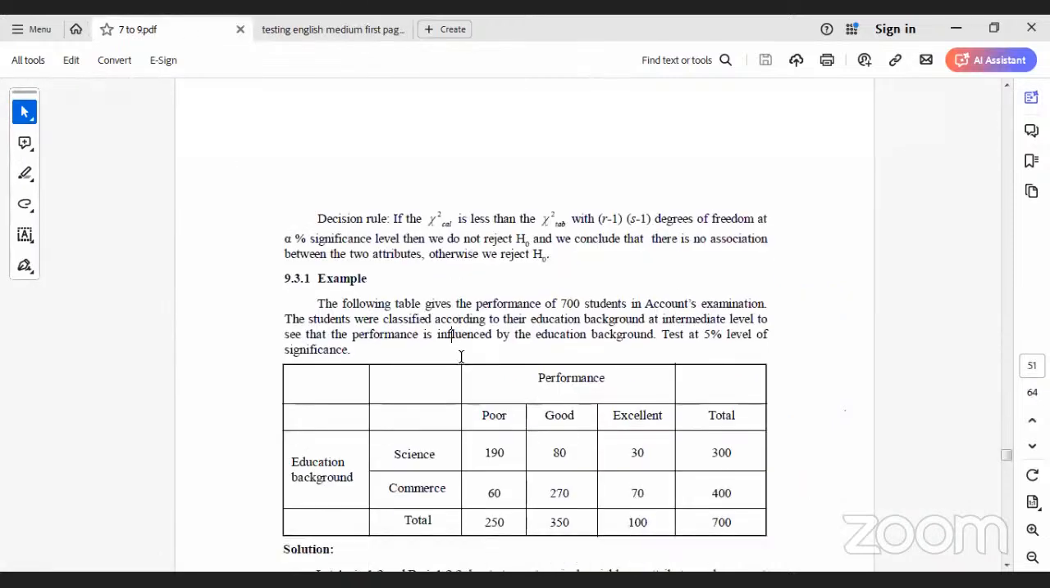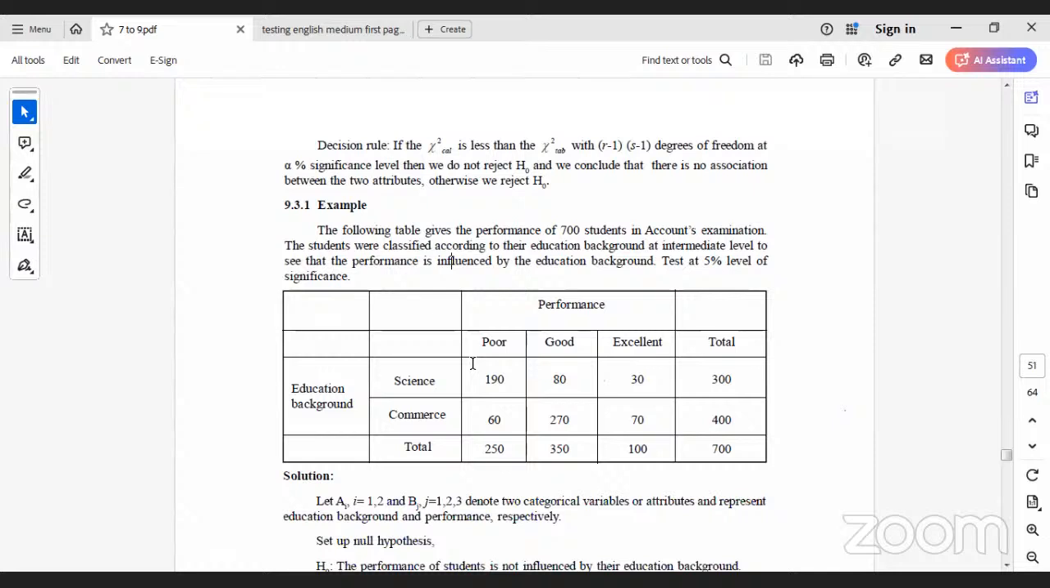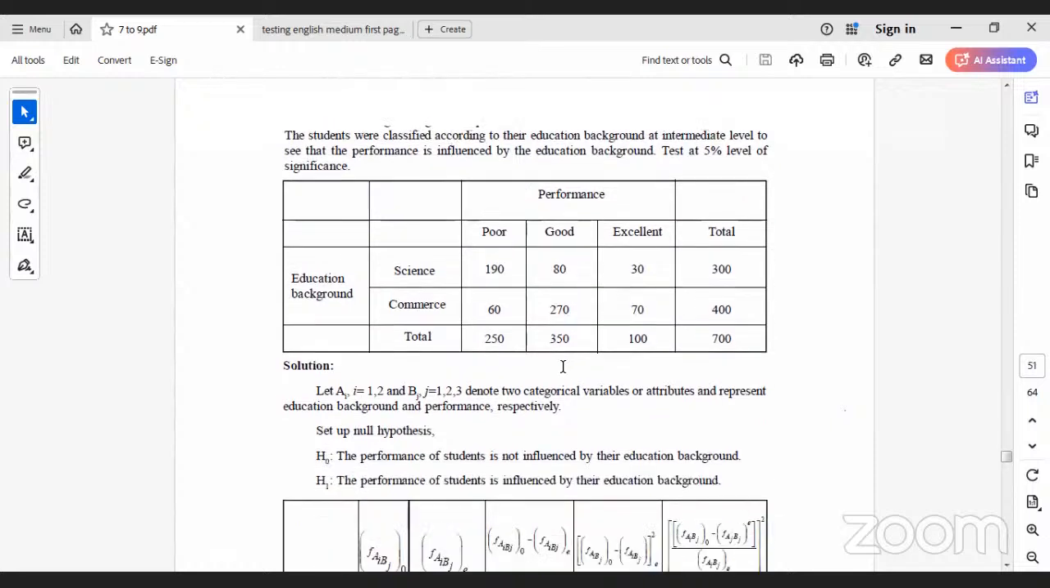So see here, another example we have seen. Chi-square with (r minus 1)(s minus 1) degrees of freedom at alpha percent level. We do not reject H0 and we conclude that there is no association between the two attributes, otherwise we reject H0. The following table gives the performance of 700 students in the accounts examination. The students were classified according to their education background at intermediate level, to test at 5% level of significance whether performance is influenced by education background. Performance: poor, good, excellent, total; education background: science, commerce.